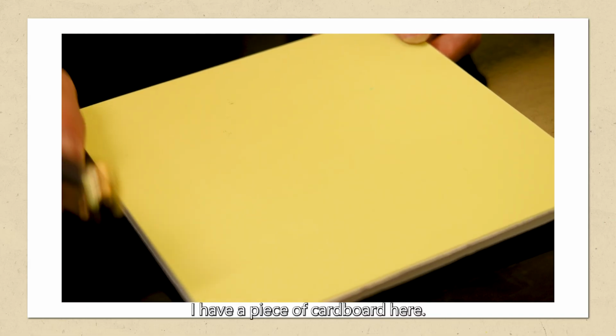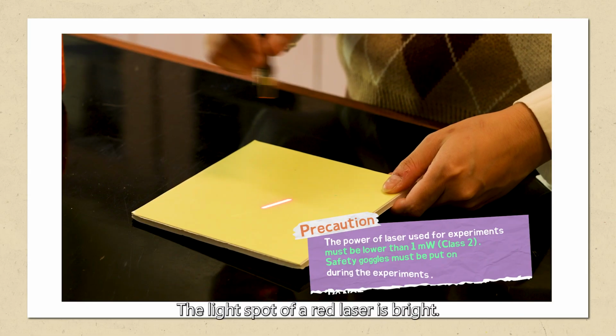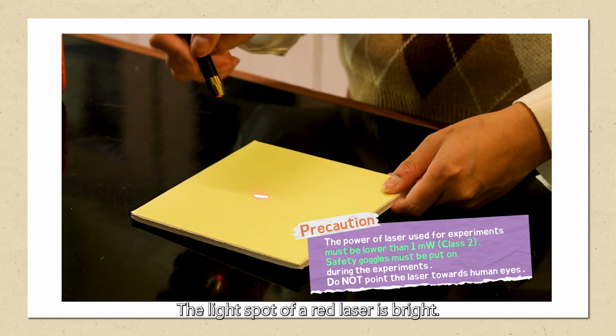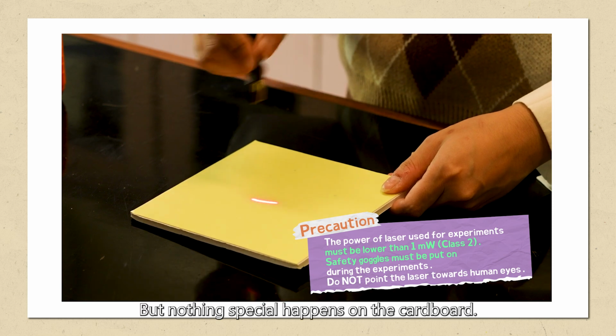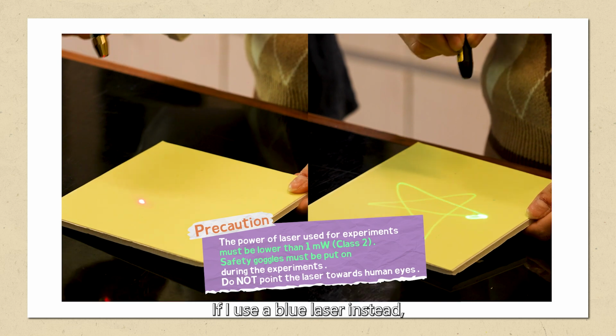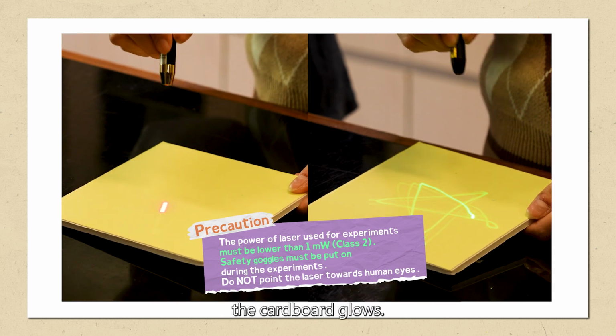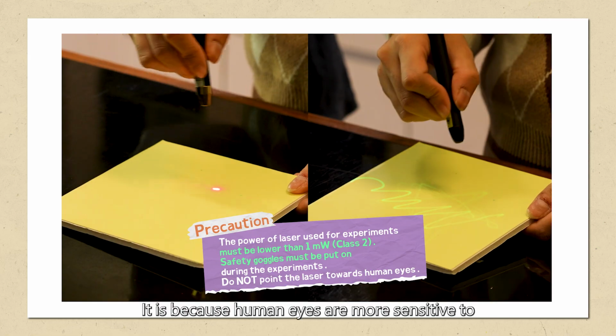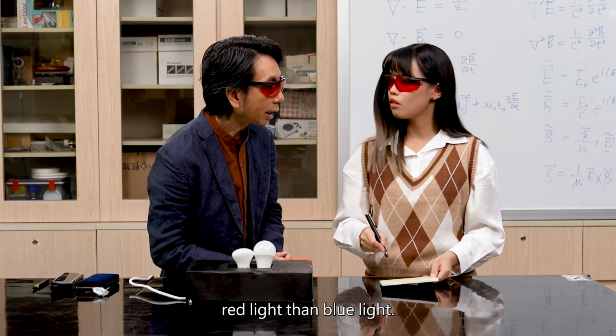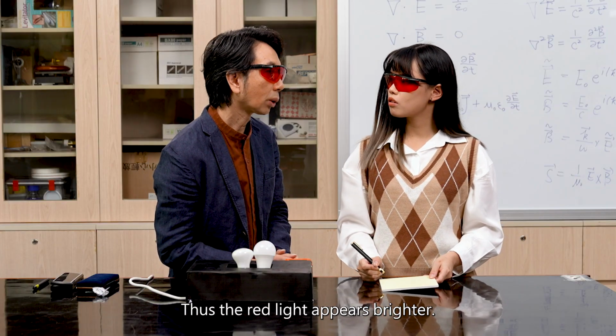Exactly. I have a piece of cardboard here. The light spot of a red laser is bright, but nothing special happens on the cardboard. If I use a blue laser instead, the cardboard glows. It is because human eyes are more sensitive to red light than blue light. Thus, the red light appears brighter.